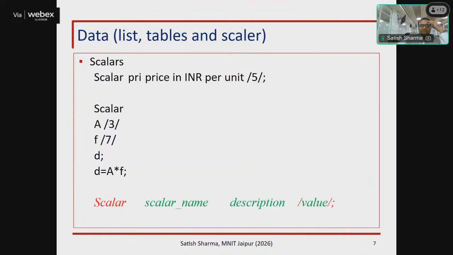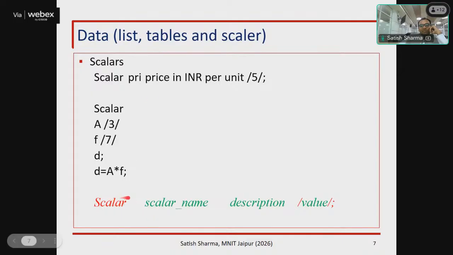Then next is data entry. So data entries, as we discussed earlier, are of three types: scalars, lists or parameters, and then tables. For scalars, it's basically a single entry.